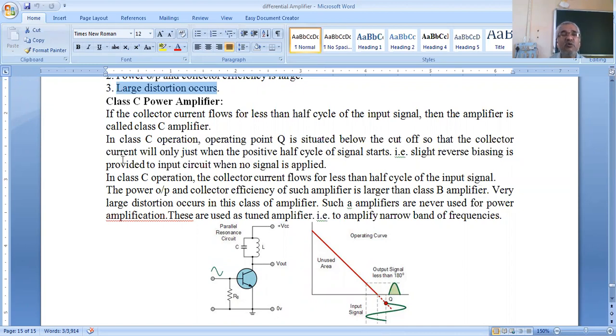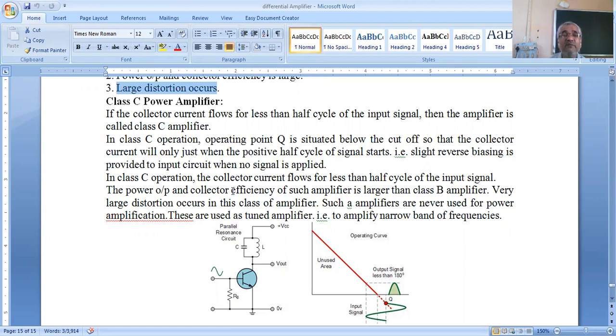So slight reverse biasing is provided to the input circuit when no signal is applied. So in class C operation, the collector current flows for less than half cycle of the input signal, but the power output and collector efficiency of such amplifier is very large than class B amplifier.